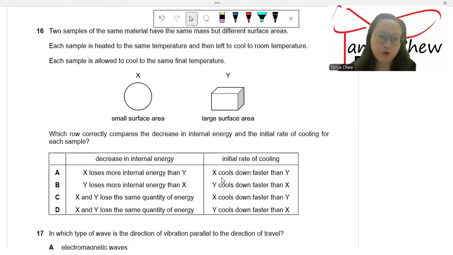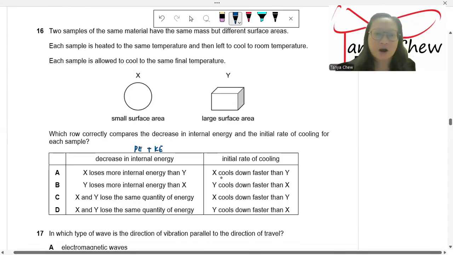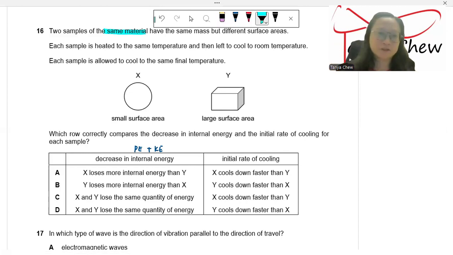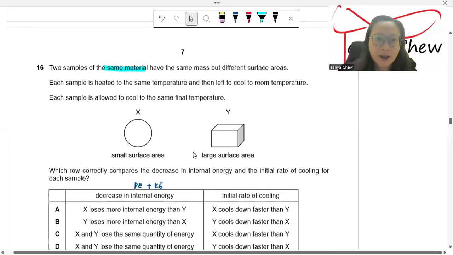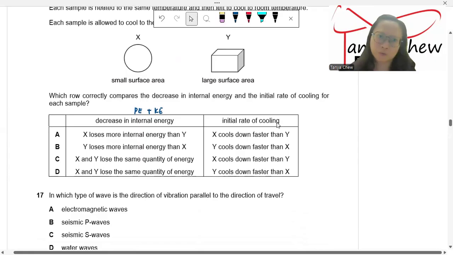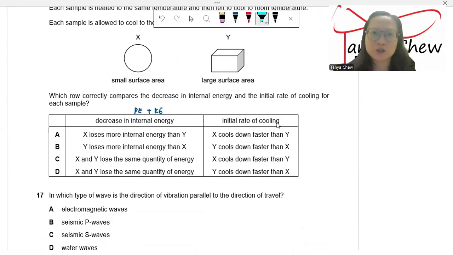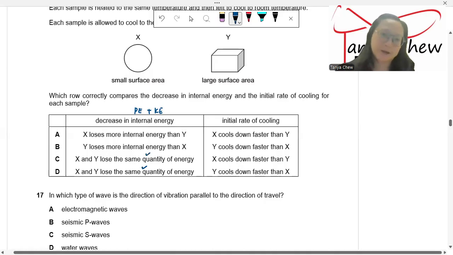Now, I would have to agree with the decrease in the internal energy. Internal energy depends on potential energy and kinetic energy. Since they are the same material, definitely they have the same potential energy because they have the same mass and are made of the same material, right? And each sample is heated to the same temperature, then cooled to the same room temperature, and their final temperature is also the same. Kinetic energy depends on the temperature. Since both X and Y are at the same temperature, the kinetic energy must be the same, right? So the change in kinetic energy must be the same. Since the potential energy and the kinetic energy of these two materials, X and Y, are the same, they will lose the same amount of internal energy.